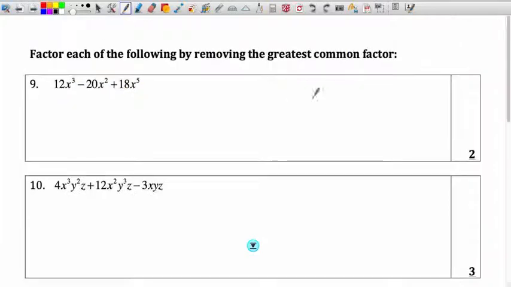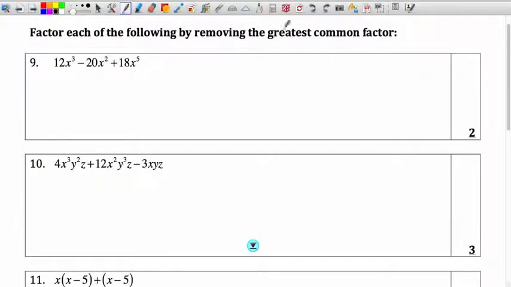Alright, moving on. We are now moving into factoring, and you are told this is GCF, which means it's the term or the number or the combination of the two that belongs to all of the terms. So in this case we have 12, 20, and 18. We can remove, what can we remove? 3, 4, we can remove 2 from each of those terms. We also have x cubed, x squared, x to the 5th, and so I'm going to remove an x squared.